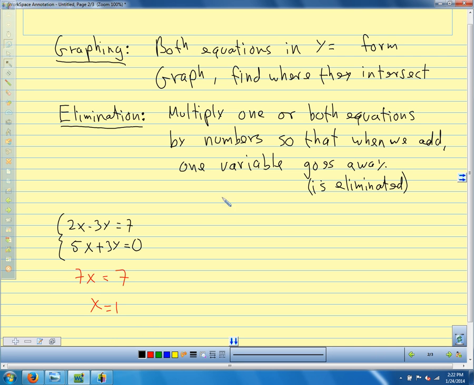So let's look at an example where we do have to do a little more work. So let's say we have 2x minus 3y equals negative 15. And 5x plus 2y equals 10. And that's our system of equations. So we want to use the method of elimination. So what are we going to multiply? How are we going to work with these equations to get one of the variables to go away? What do you think, Julie?